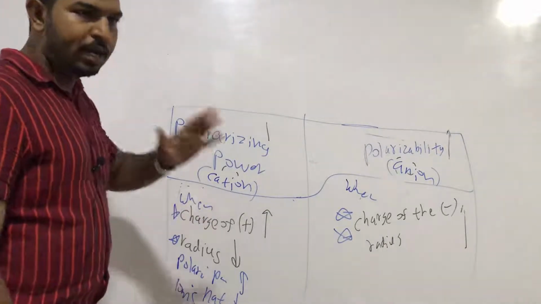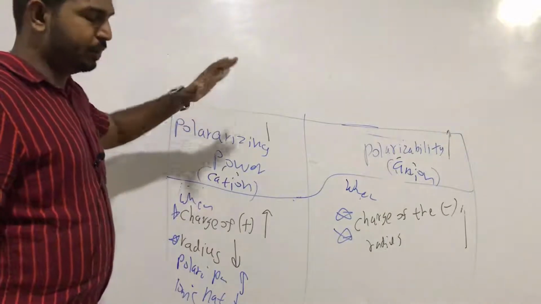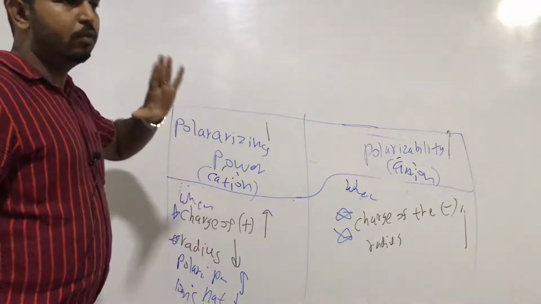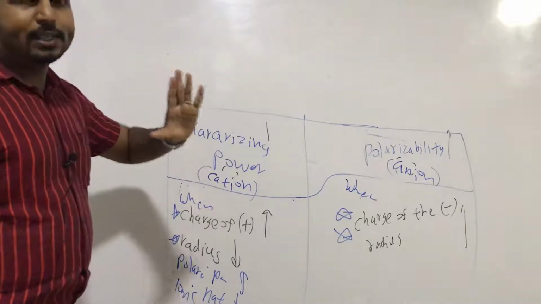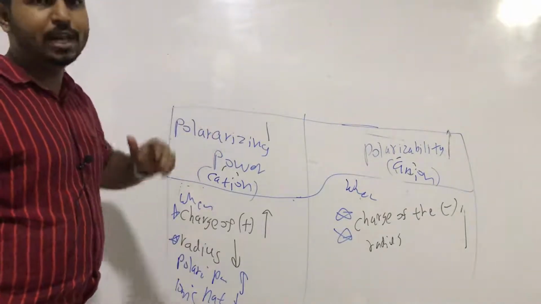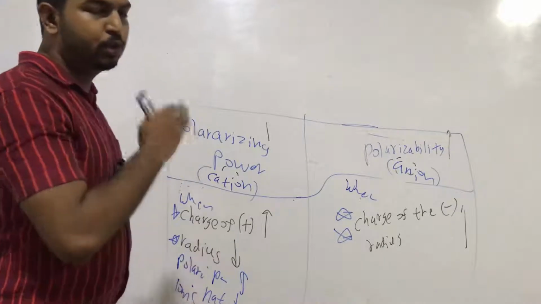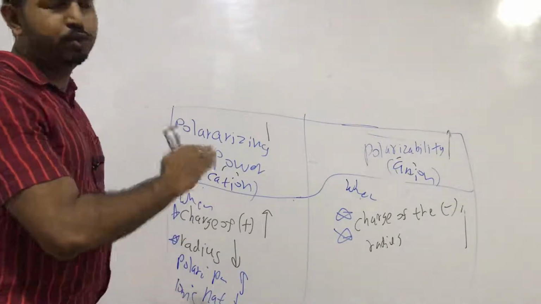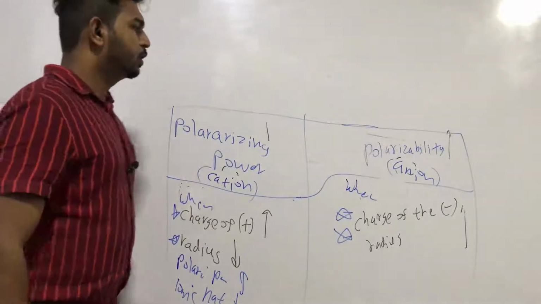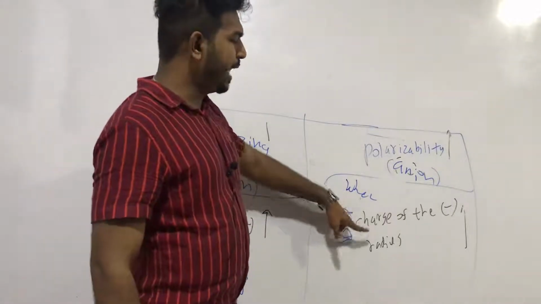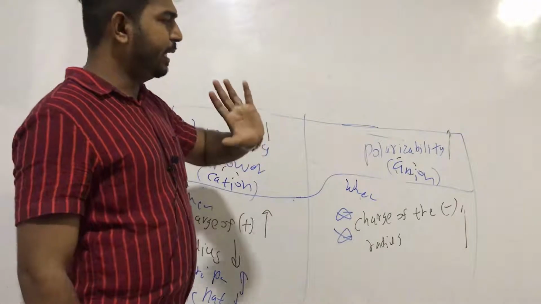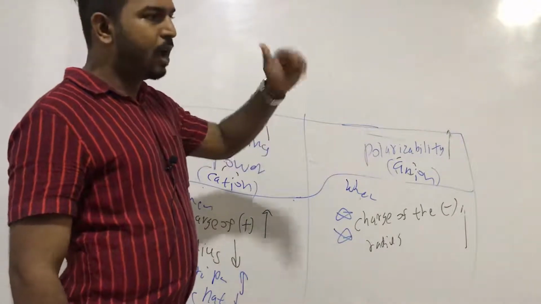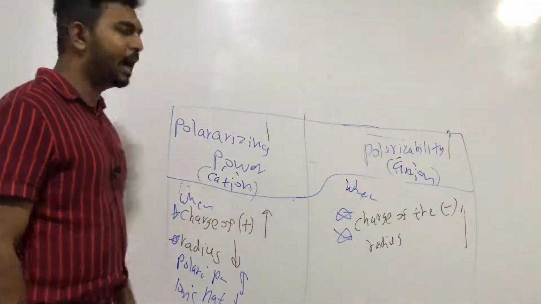We will surely get a structured essay question from this part. We will surely get an MCQ and a structured essay question from this part for Fajan's rule. So this is a must. You should remember this. When charge of the anion and radius increases, polarizability increases and ionic nature decreases.